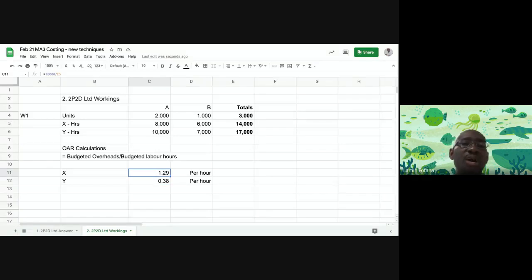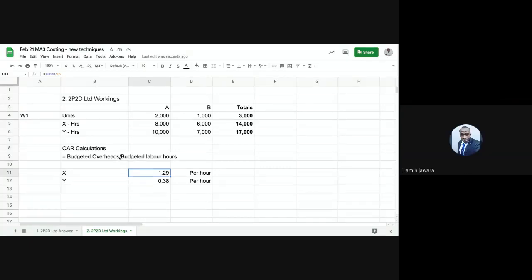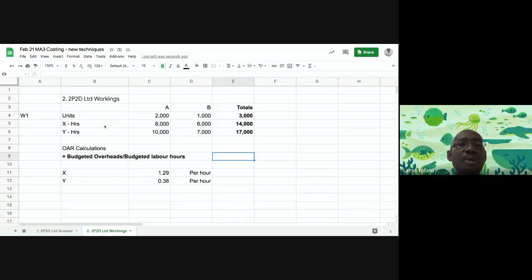On the second page, where you are doing the working, I don't understand where you get that 1.29. Okay, the 1.29 is our overhead absorption rate under Department X. If we have to calculate our overhead absorption rate, what formula do we use? It says budgeted overhead divided by budgeted labor hours, but I don't figure out the budgeted labor hours. The budgeted labor hours is calculated here. That's this one.